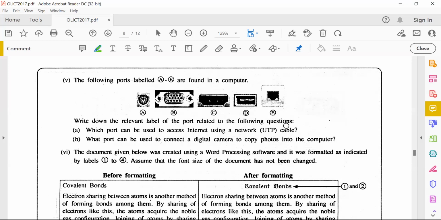Right, images are not that clear, but I think we can make a guess now. Can you tell me what A is? What is this port A? Yes, what is A? What is port A? It's a PS2 port. Good. I'm going to just say PS2. B.